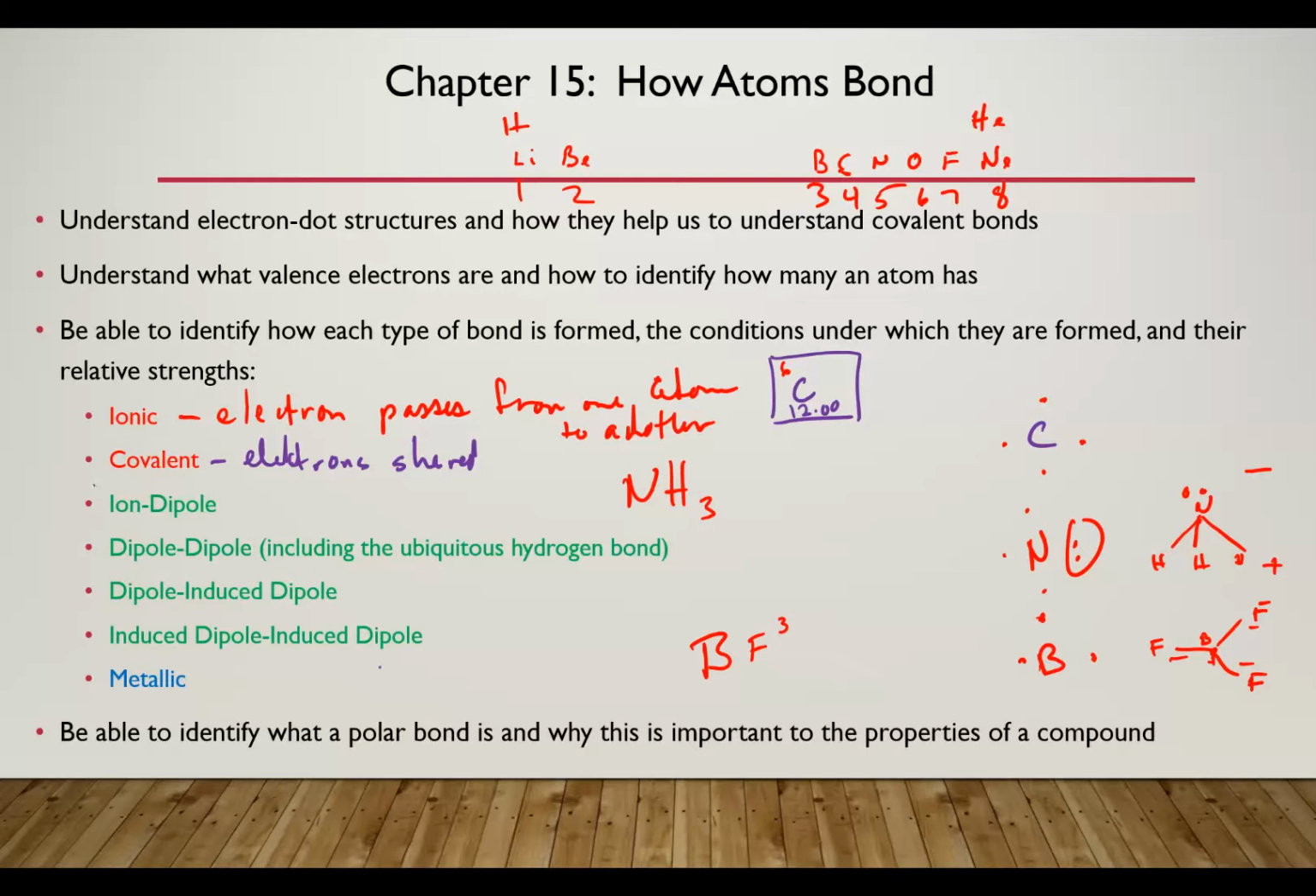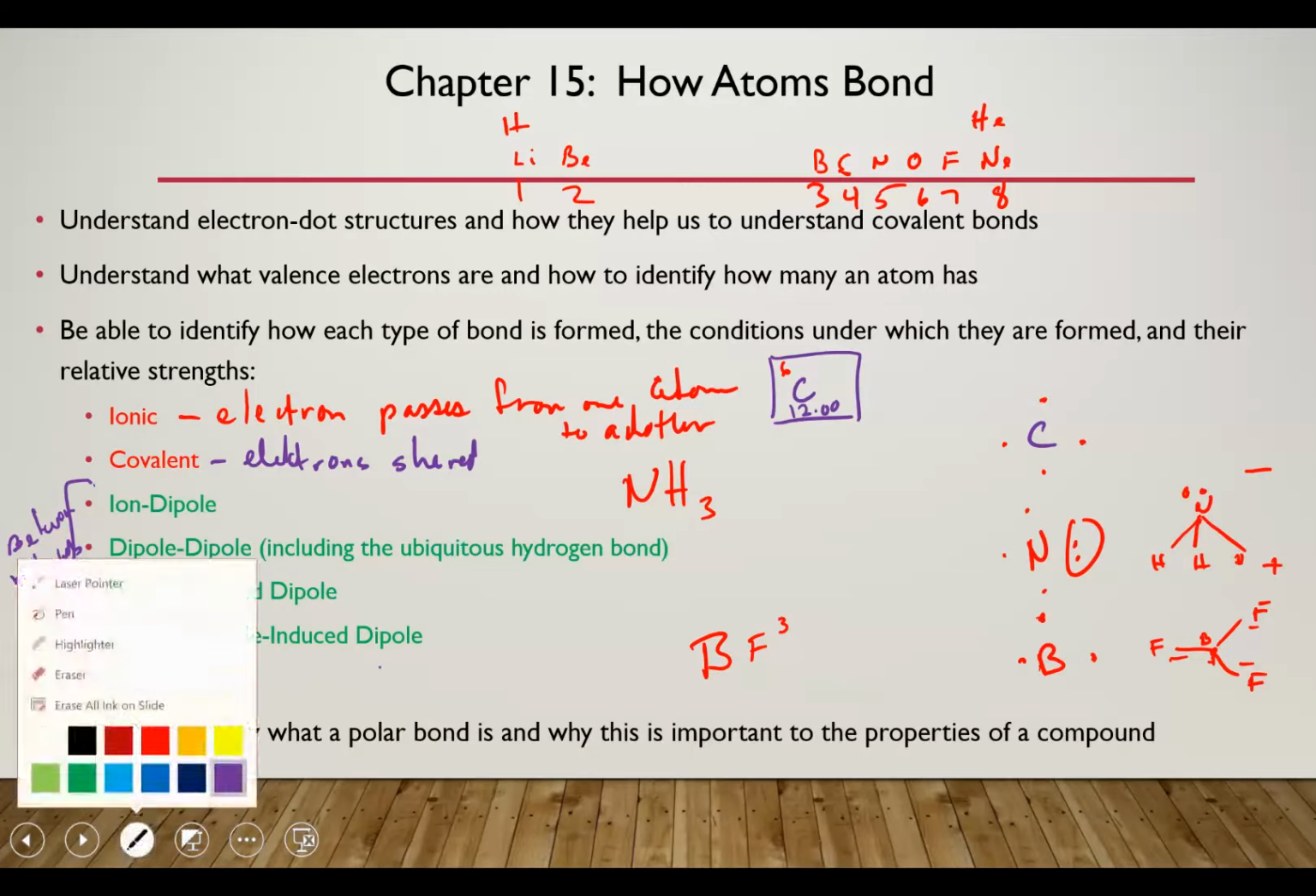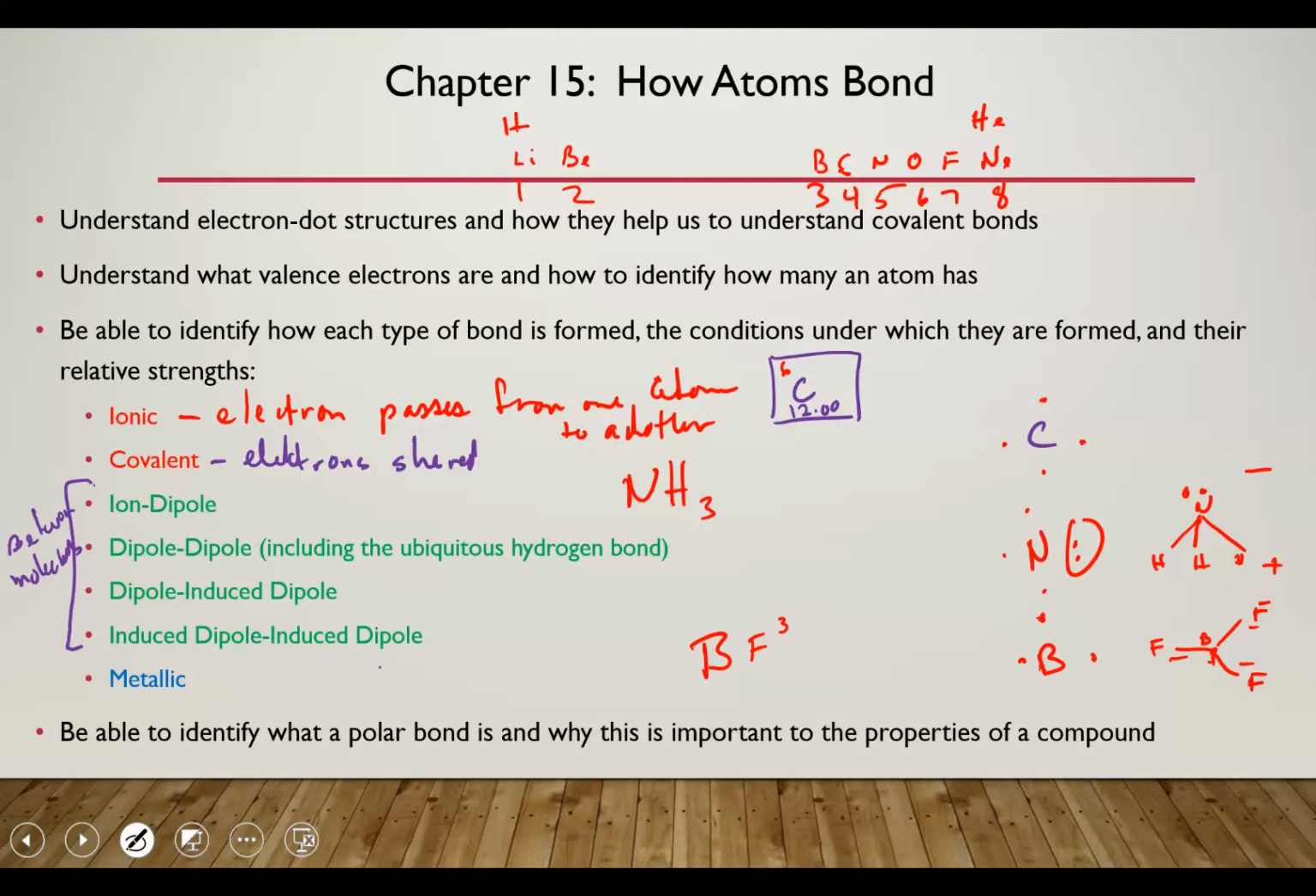The next ones, the green ones here, are not bonds that hold atoms into molecules. They're bonds that hold molecules to other molecules. So these are between molecules. The top ones there were between atoms to make a molecule. My color coding is ridiculous. And so these are listed in order of strength for the ones between molecules.